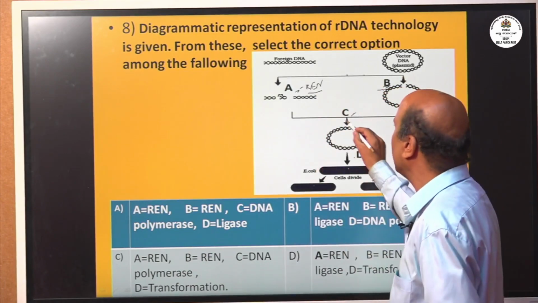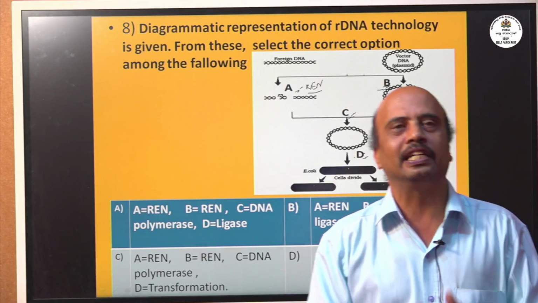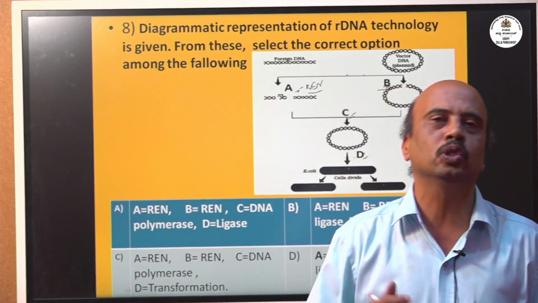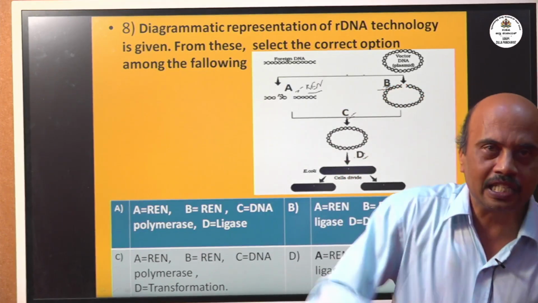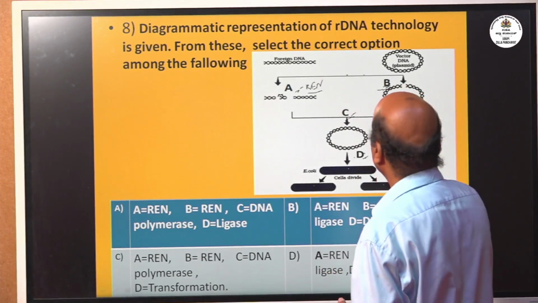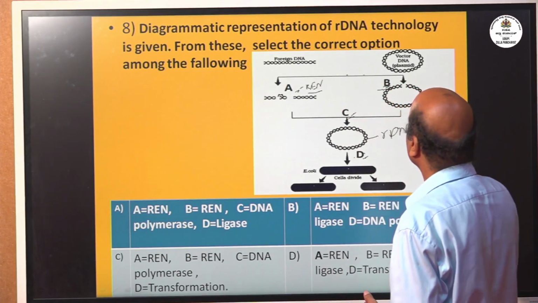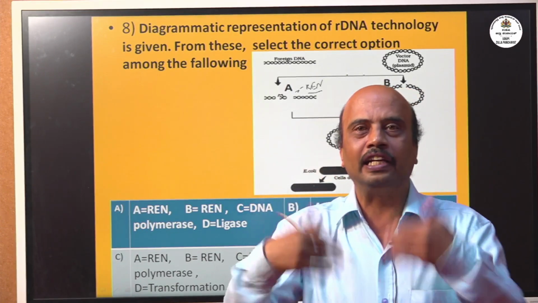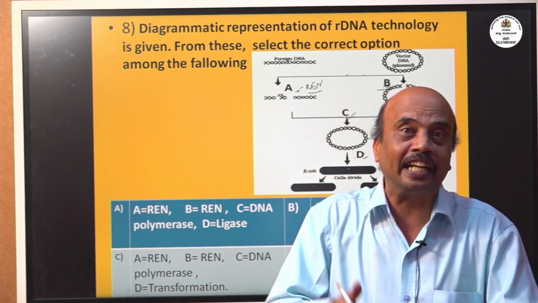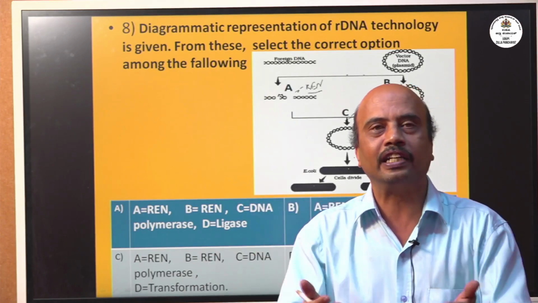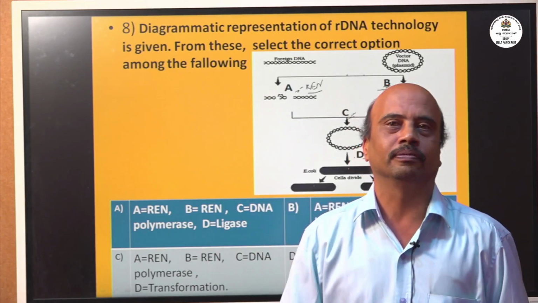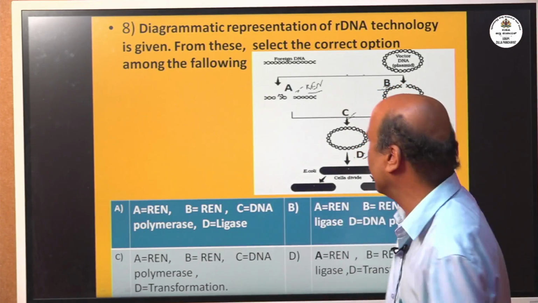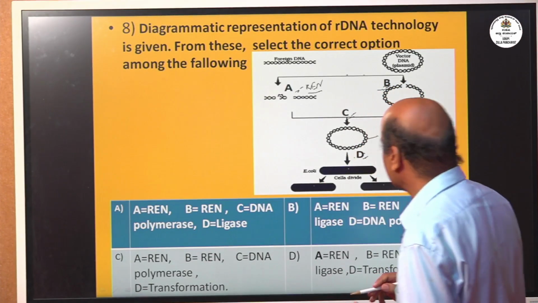Now C, it is very simple. It is the DNA ligase that is used to join the desired gene with the cleaved plasmid to form rDNA. What is rDNA? You know that it is the vector containing foreign gene, vector containing alien gene, vector containing the desired gene. So that is called rDNA. Then D. What is D here?